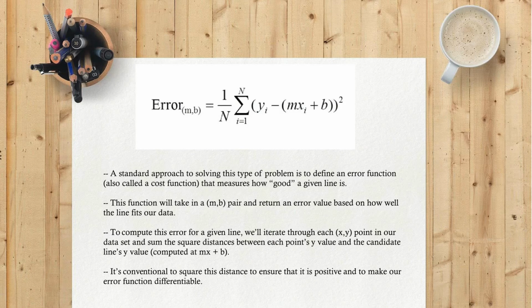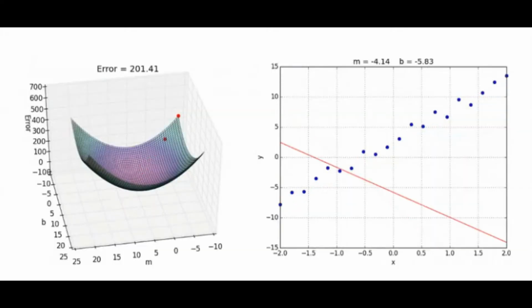Lines that fit our data better will result in lower error values, as defined by our error function. If we minimize this function, we will get the best line for our data.